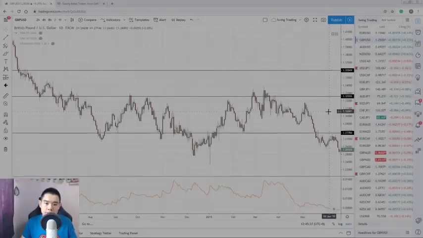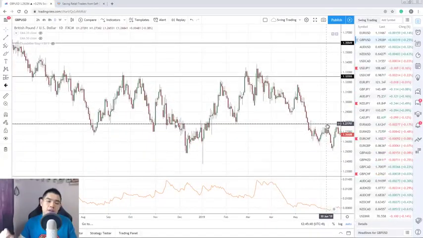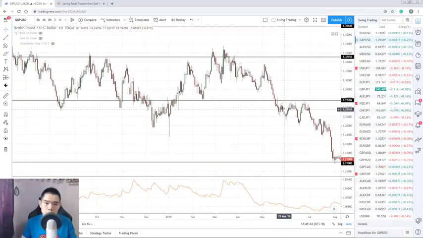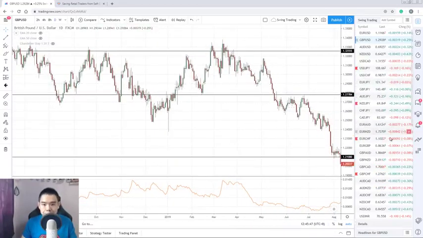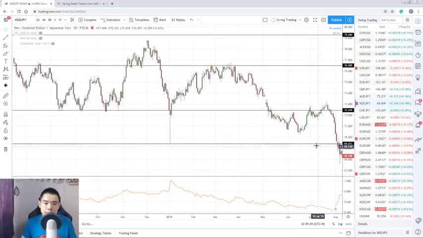If you do that, you can see that even if the market spikes above the highs, your stops should be away from it and you don't get stopped out prematurely. Okay, so one more example. New Zealand yen. Same concept.